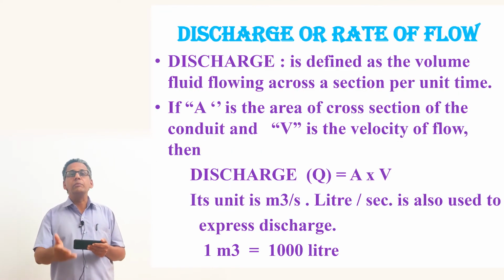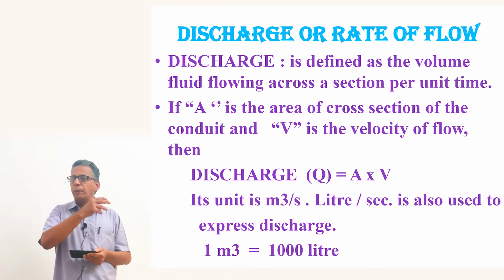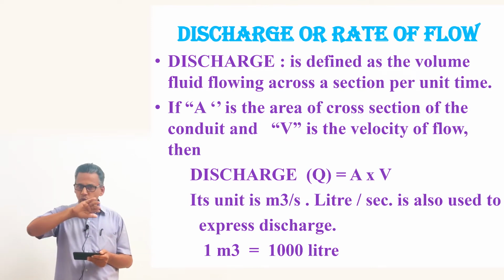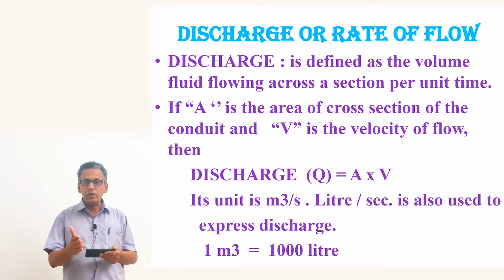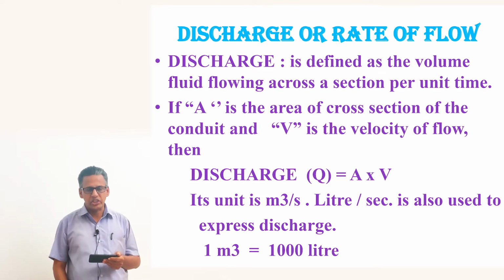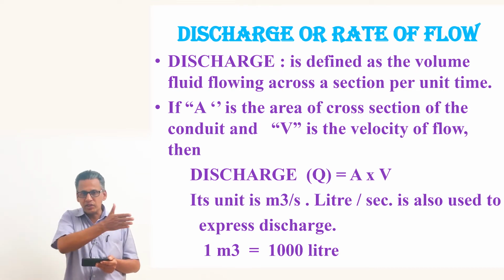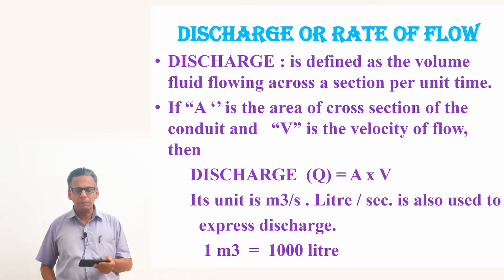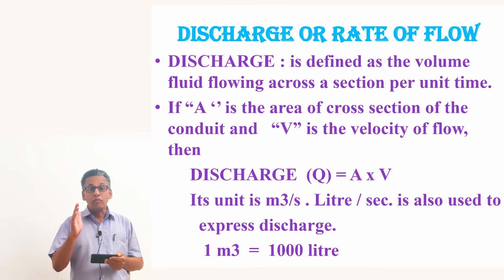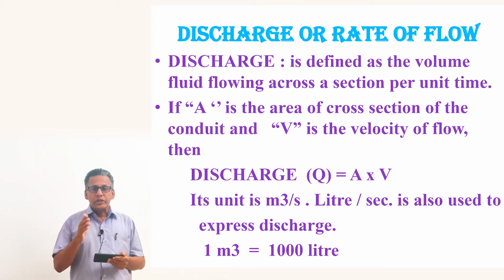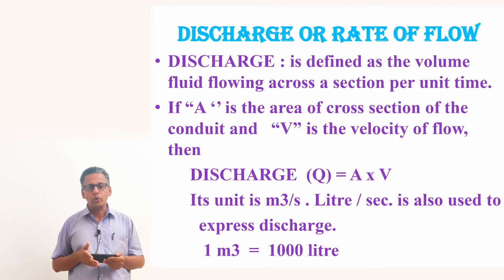Then the very important term is discharge or rate of flow. What is discharge or rate of flow? When a liquid is flowing through a pipeline or a channel or a river or any conduit, you consider a particular section. Discharge or rate of flow means the volume of water or mass of water flowing through that section per unit time. Normally volume flow rate is taken. Discharge means volume flow rate. Discharge is denoted by the letter Q, capital Q. So discharge Q is equal to, what is volume flow rate?